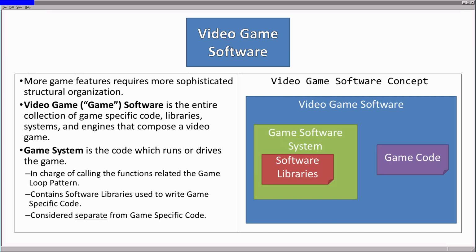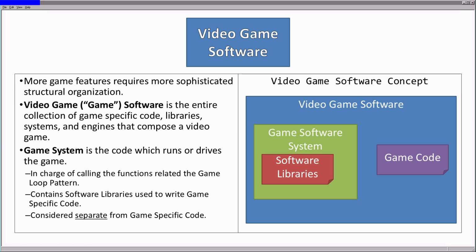The concept can be used to create most games. However, if we're going to create more advanced games, then we need to consider some additional design and planning. More game features require more sophisticated software structure organization to better organize the behaviors shown in the game loop pattern. Speaking broadly, video game software is the entire collection of the game-specific code, libraries, systems, and engines that compose a video game.